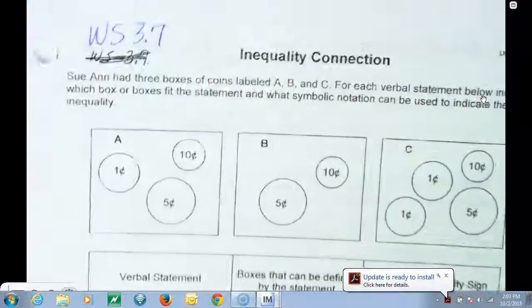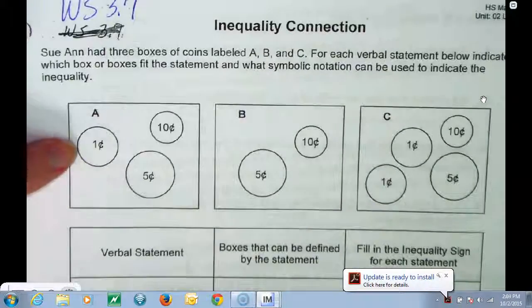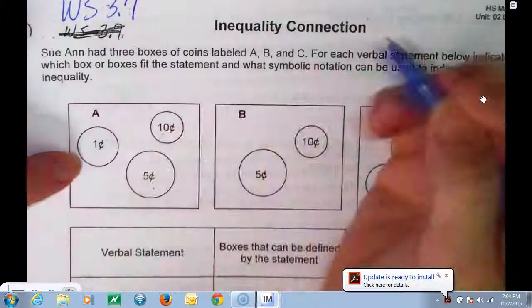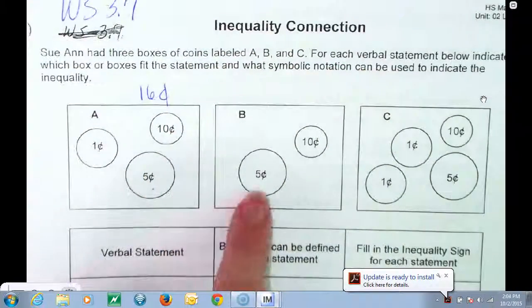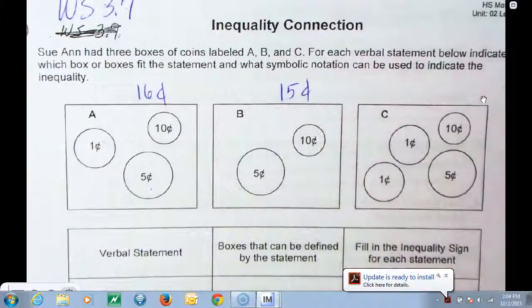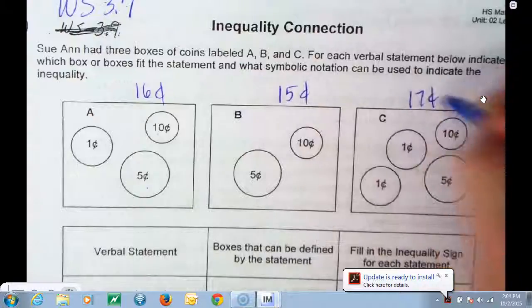Okay, so let's add these boxes of money. How much money is in A? 16 cents. B, how much money? 15 cents. C, 17 cents.